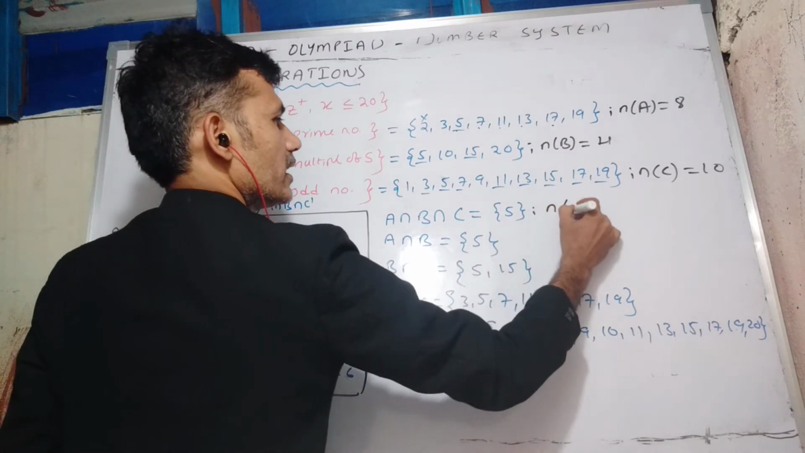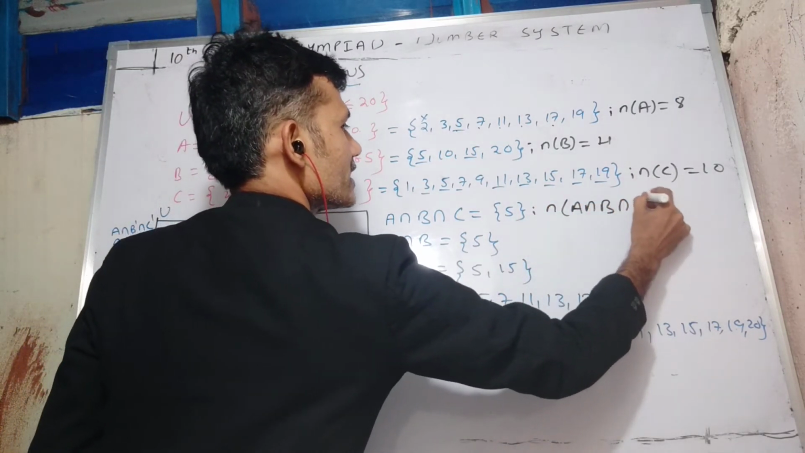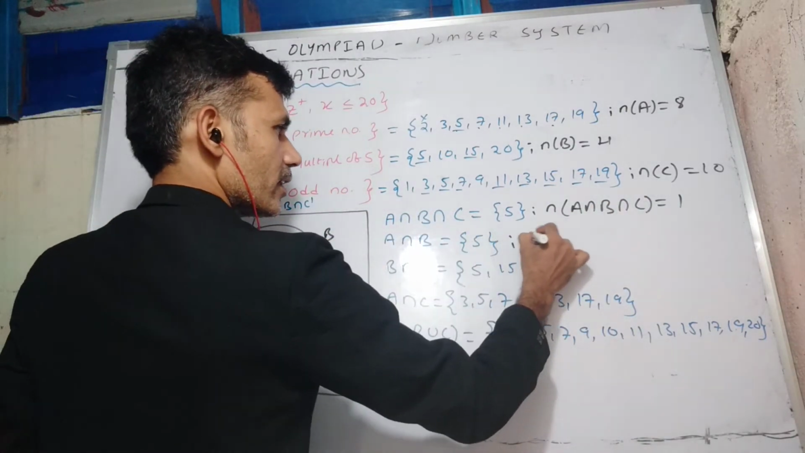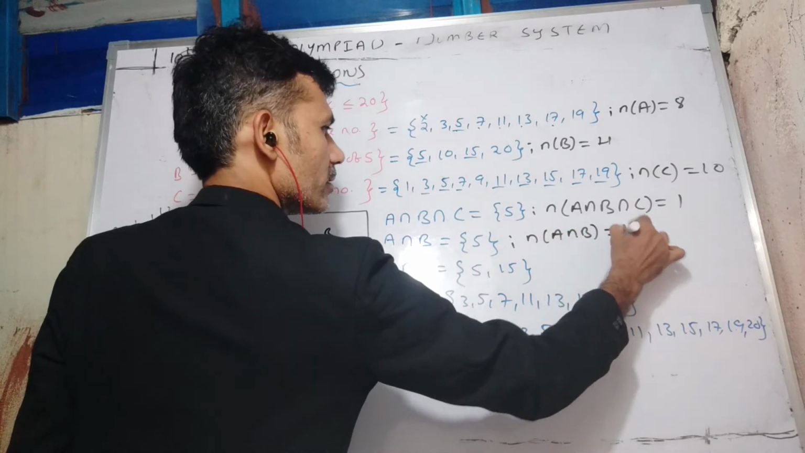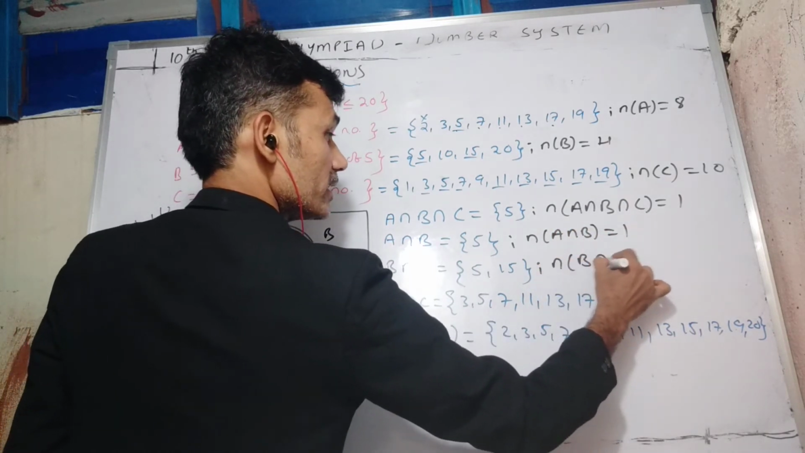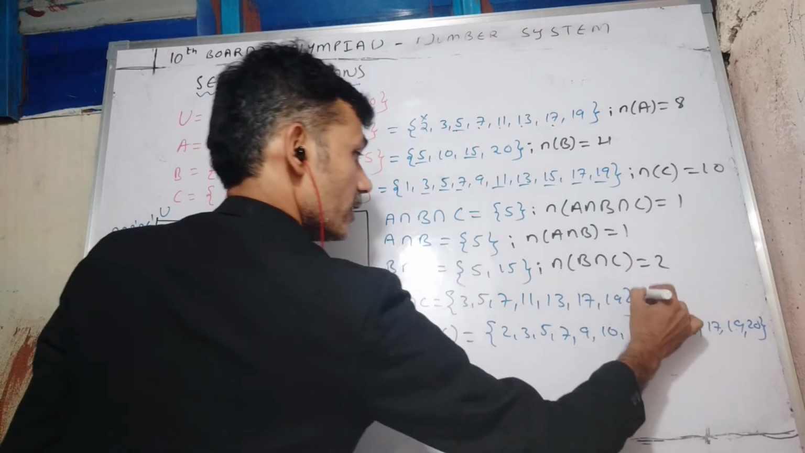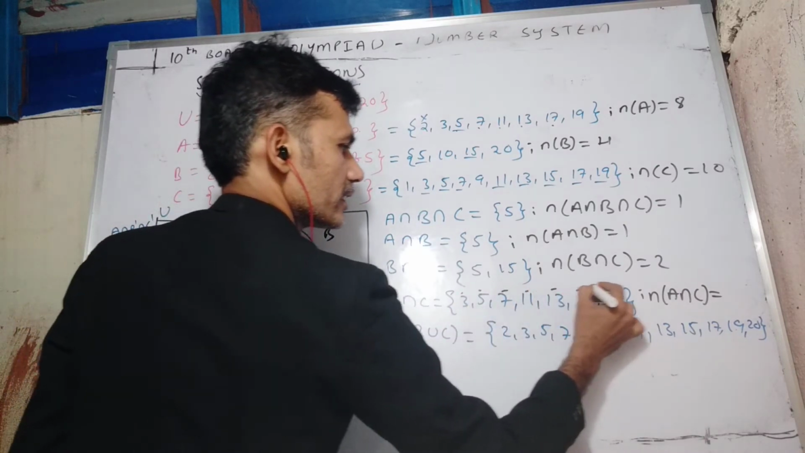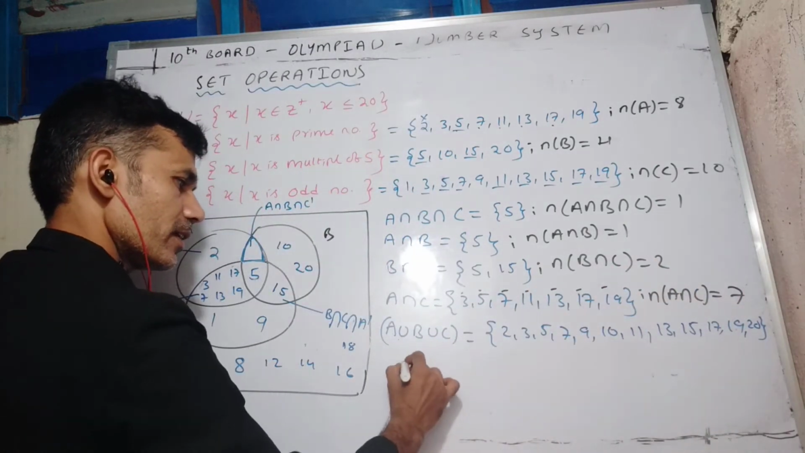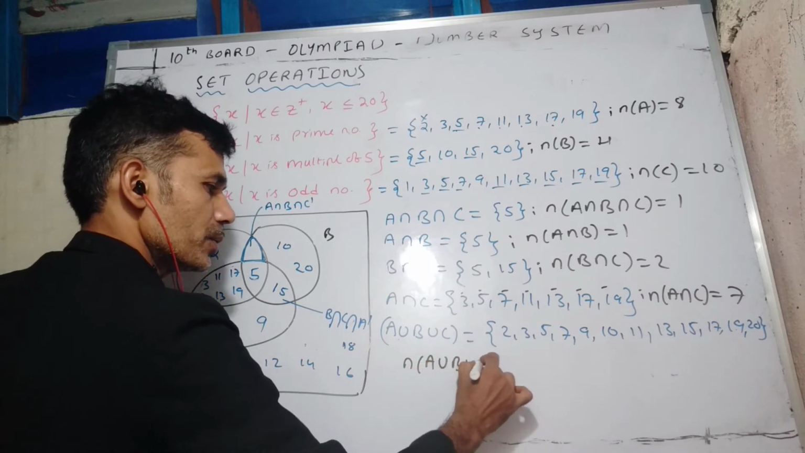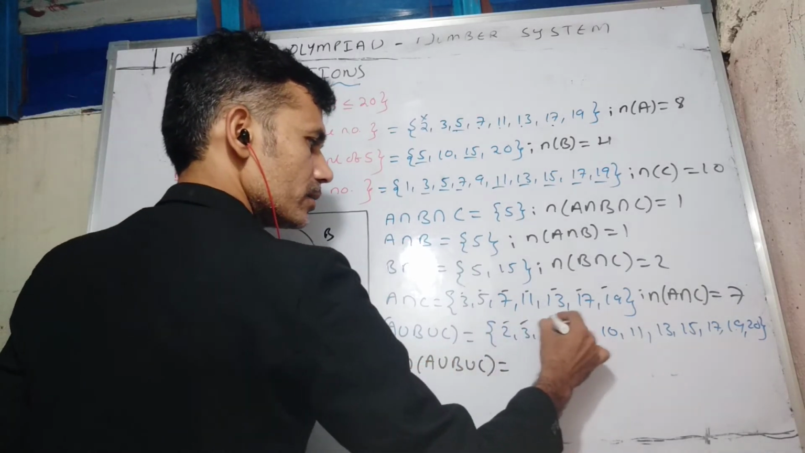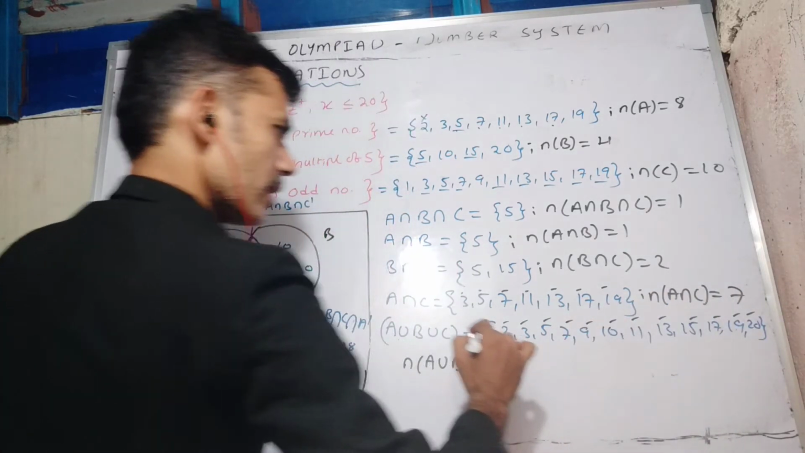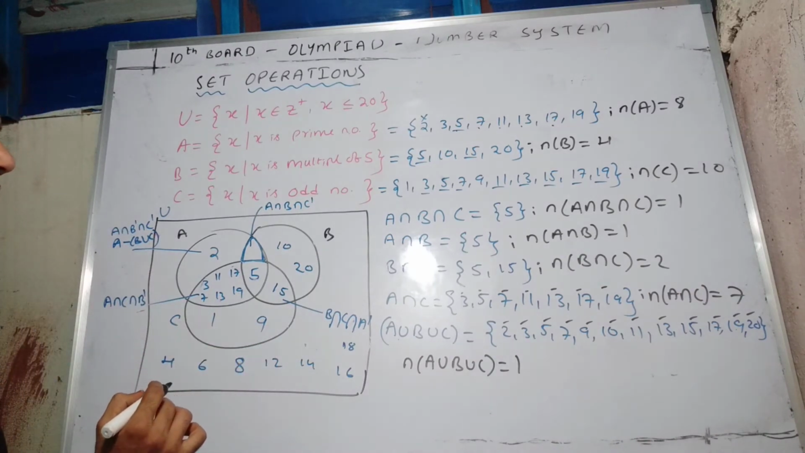Here how many elements are there in A intersection B intersection C? That means only one element is there. Here number of elements in A intersection B. Here also 1. Number of elements in B intersection C, 2. Number of elements in A intersection C, 1, 2, 3, 4, 5, 6, 7. Number of elements in A union B union C you see. 1, 2, 3, 4, 5, 6, 7, 8, 9, 10, 11, 12. So 13 will be there, no? 2, 3, 1, 2, 2, 3, 5.